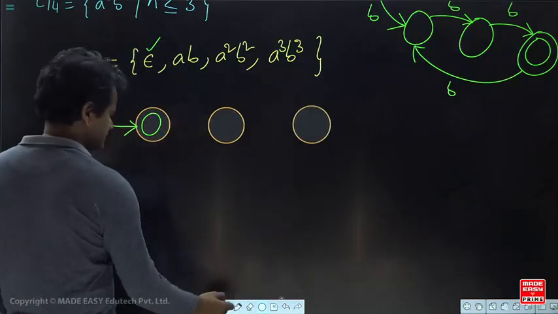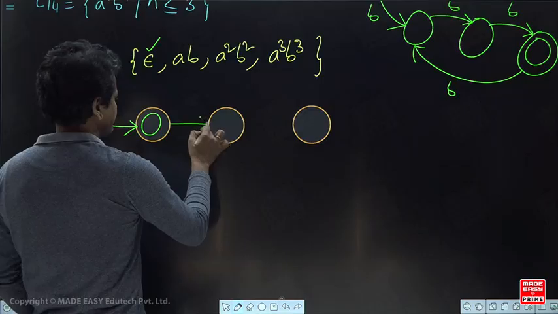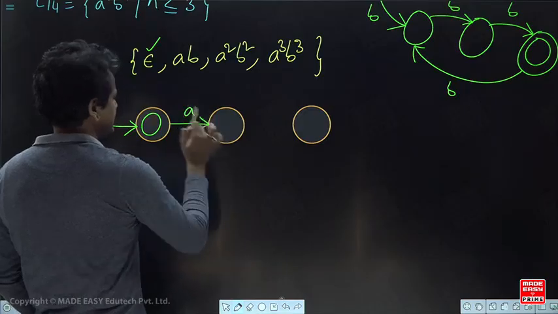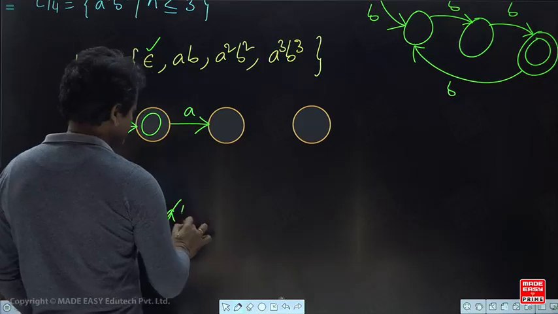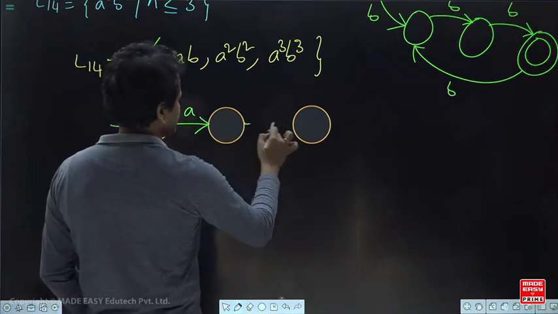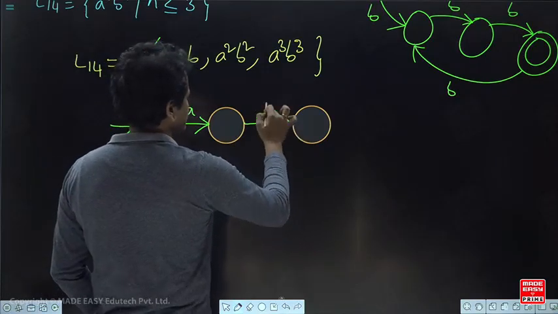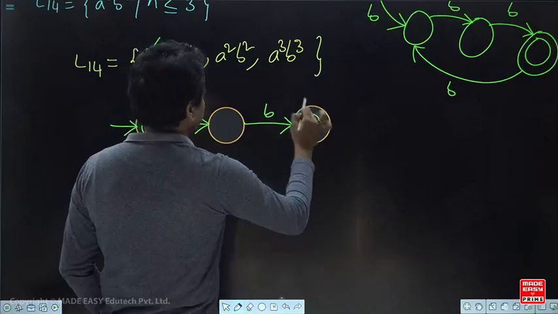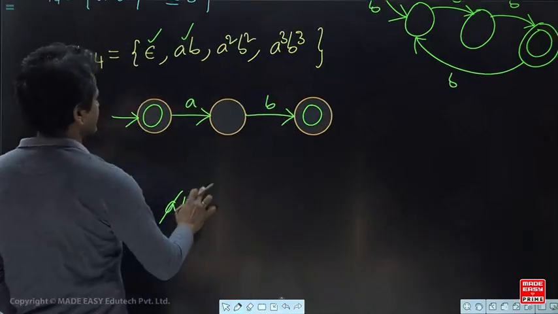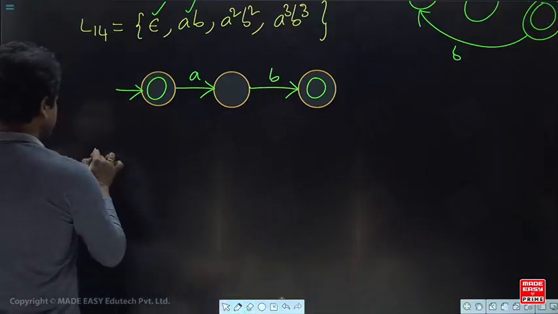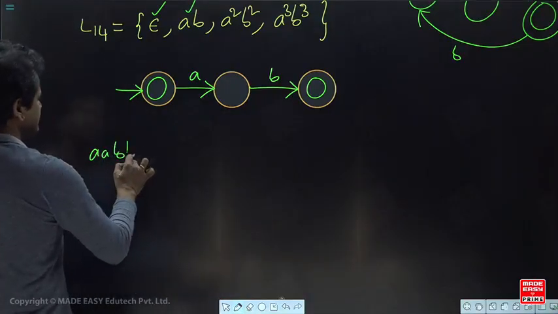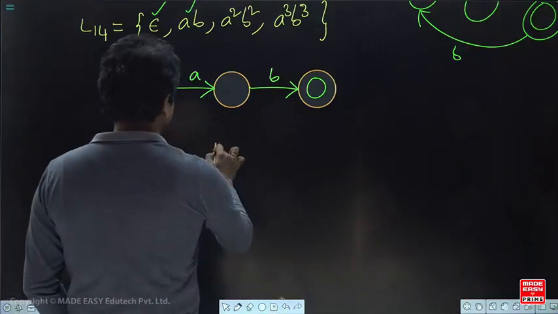Okay guys, listen. A single a is not accepted, because on a single a it comes to a non-final state, and then b comes. Yes, a's and b's are equal, so I'll go to the final state. Accepted. Now should I accept a square b square or not? Yes, accept, because a's and b's are equal.